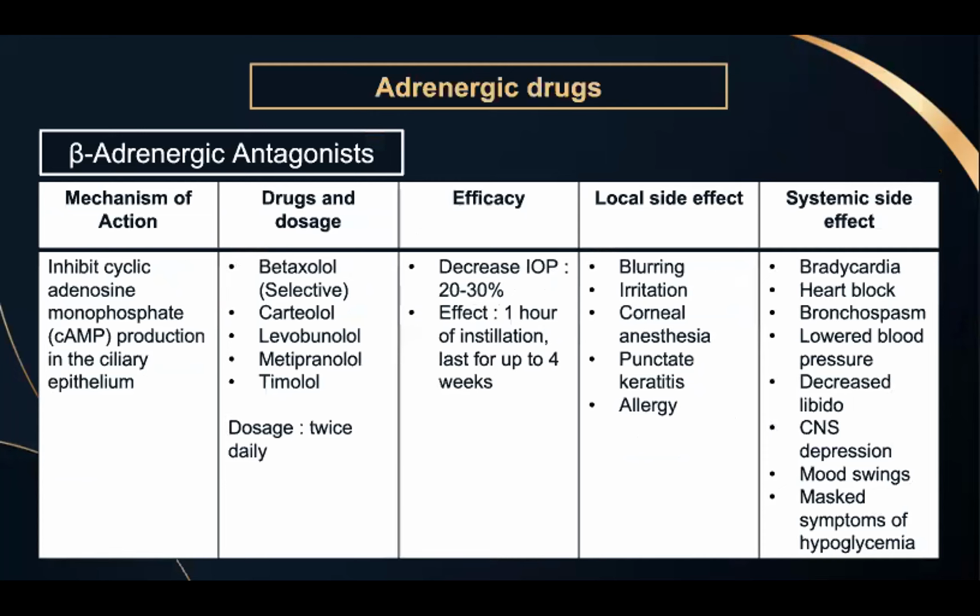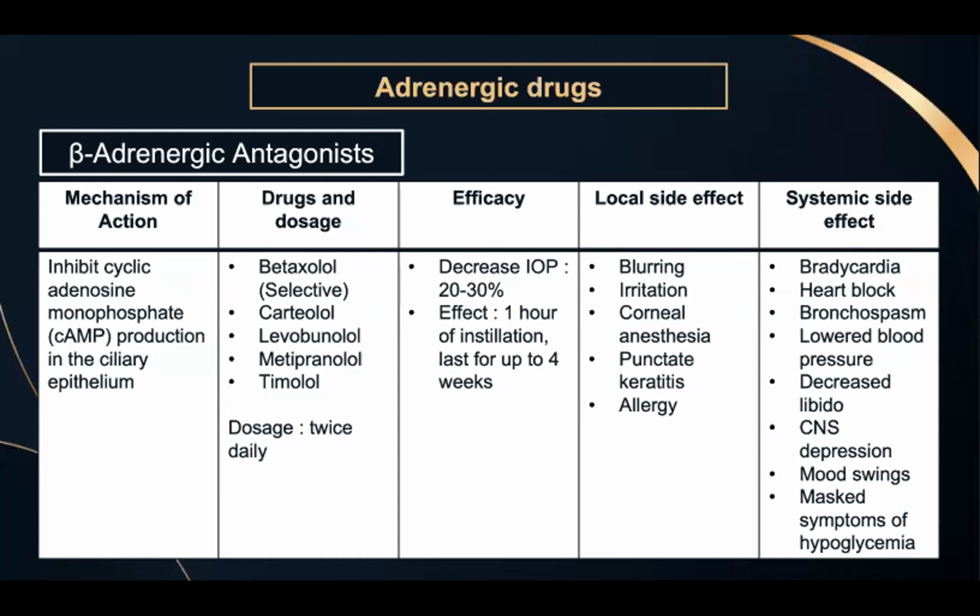The second one is adrenergic drugs. Adrenergic drugs, the first one is beta-adrenergic antagonist or beta blocker. Beta blockers lower the IOP by inhibiting cyclic adenosine monophosphate production in the ciliary epithelium.